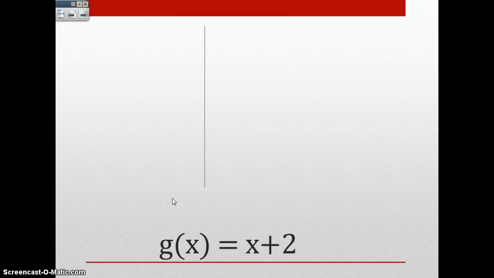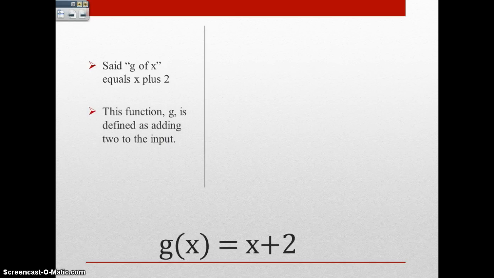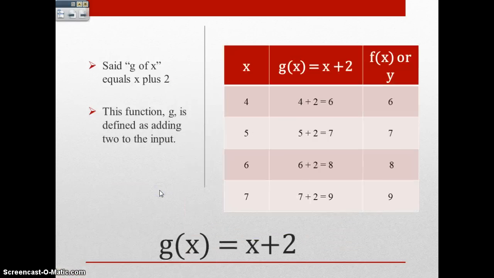The next function we're going to look at is g of x. Again, it's read g of x, and in this case it's equal to x plus 2. The definition of this function is adding 2 to the input. Whatever I plug in, I'm just going to add 2, and that's going to give me my output. And again, we create a table really easily. G of x equals x plus 2.